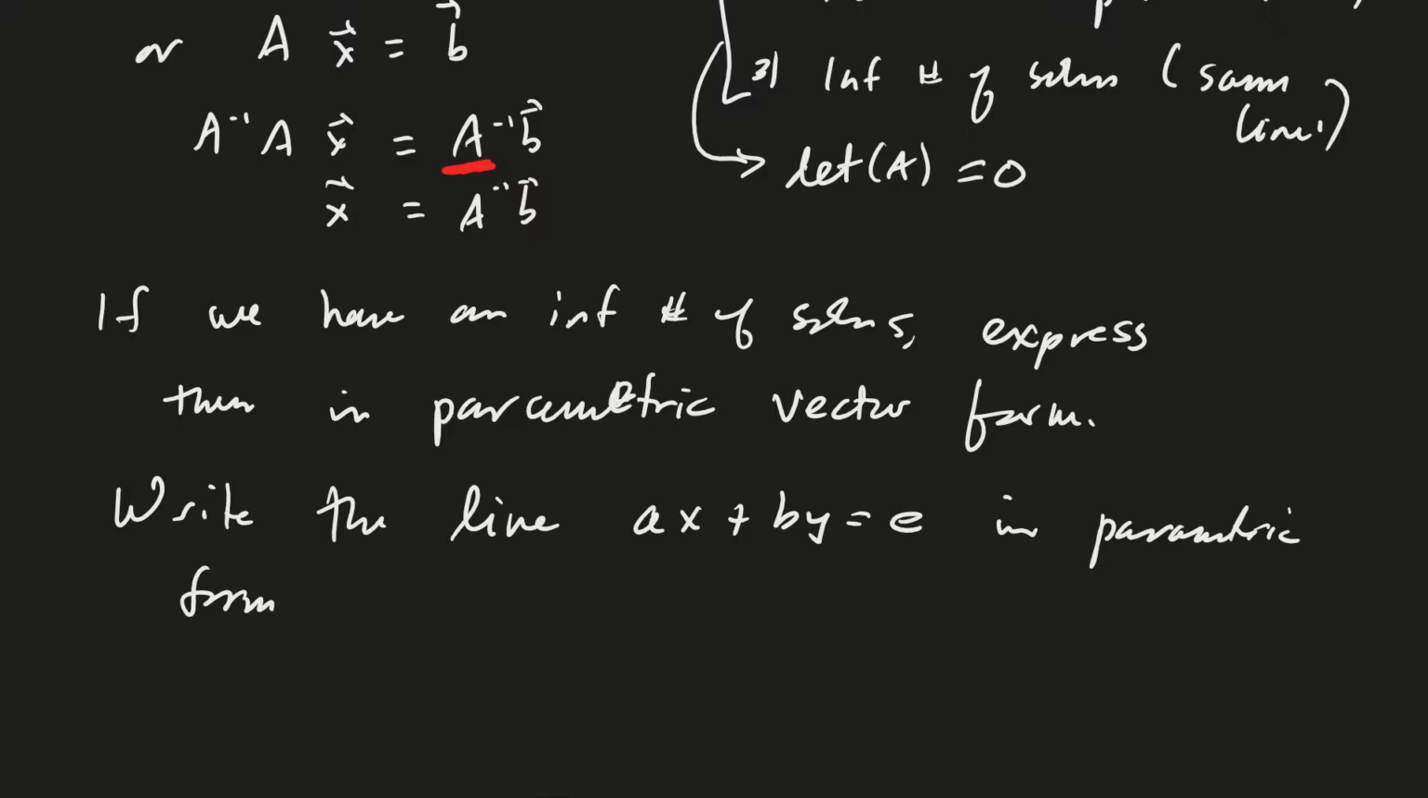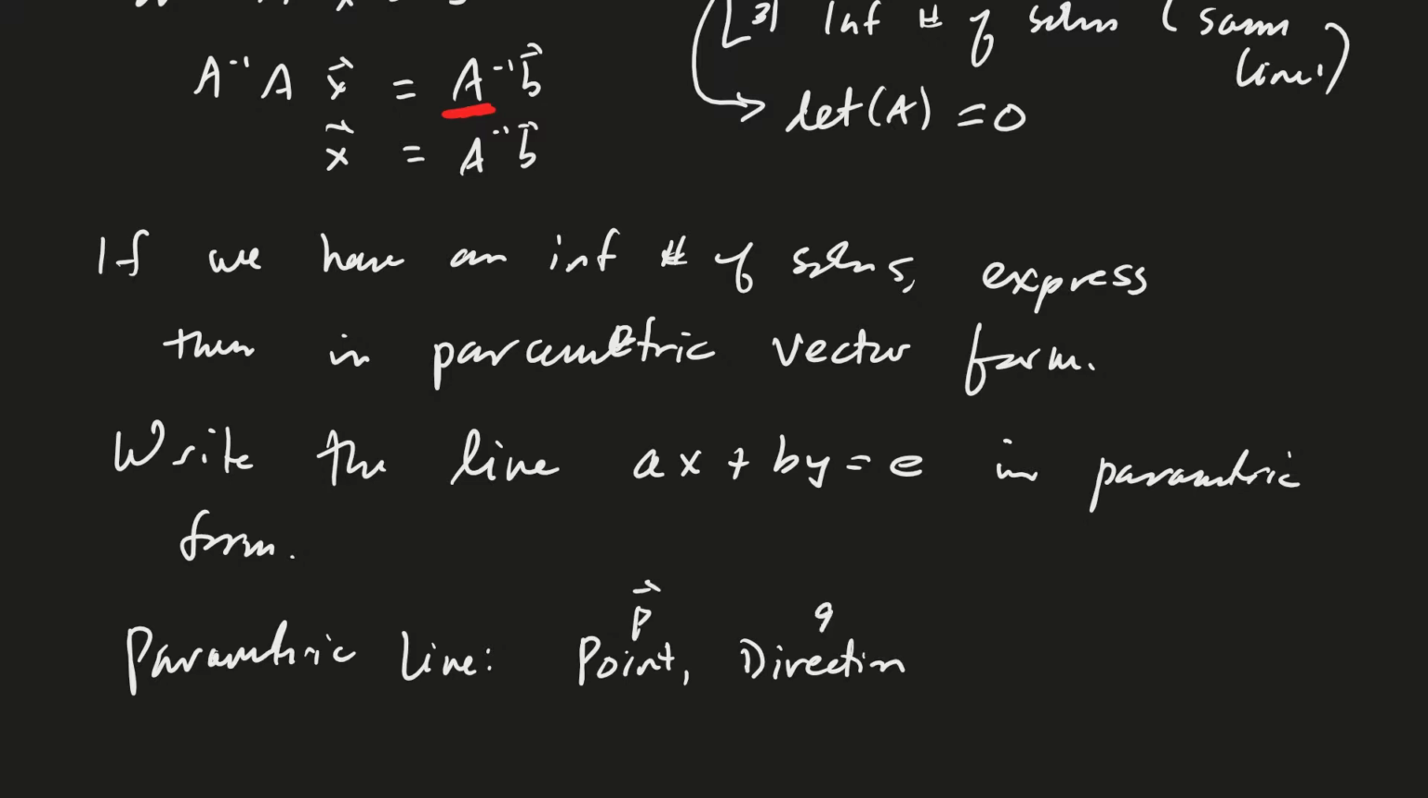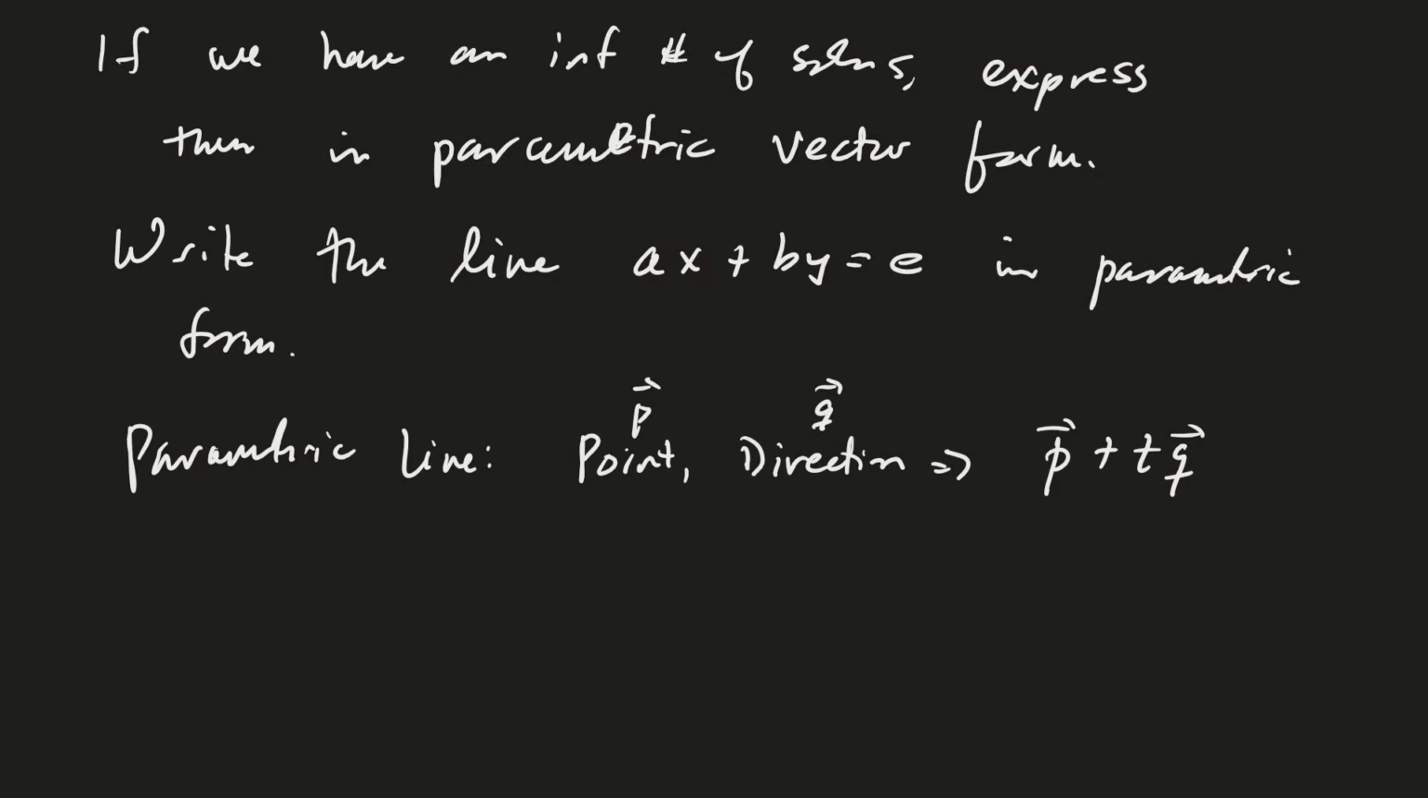Okay, so well, to do a parametric equation, so just as a note, parametric line, I need a point that the line goes through and a direction. So if I have point P, say, and direction Q, then my line is parametrically written as P plus TQ, where I'm just writing those in vector form. Okay, so how about now with ax plus by equals e? Well, number one, I need a point, and then I need a direction.